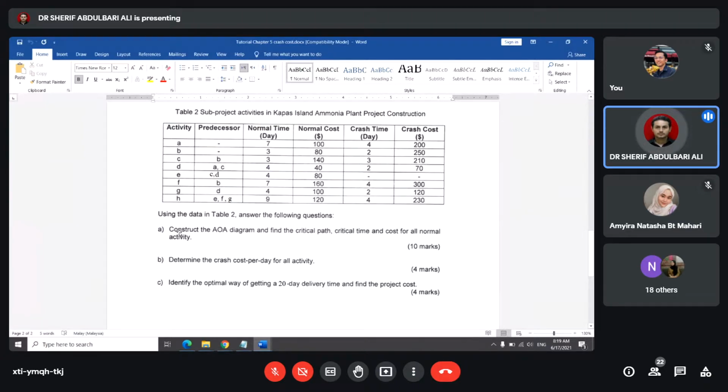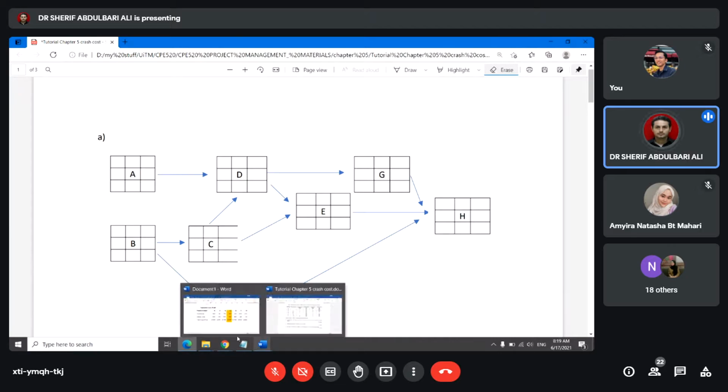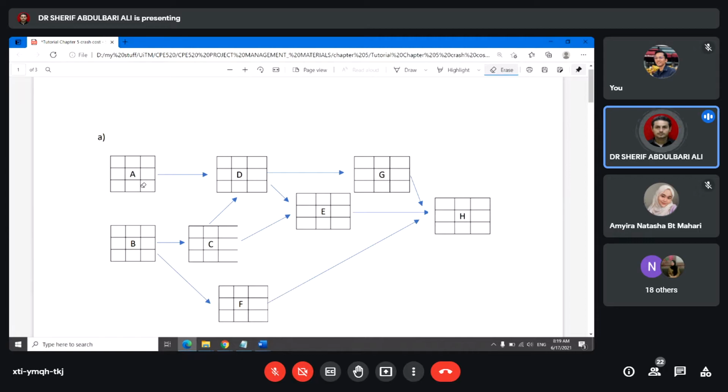So the first one, we need to create the AON for this. So creating AON, okay. For me, I have made this one in the form of AON. It's my mistake. And somehow it's the same in the same way.